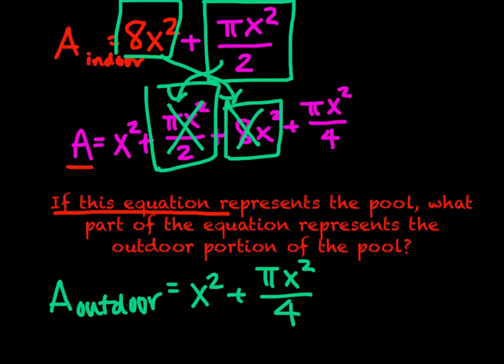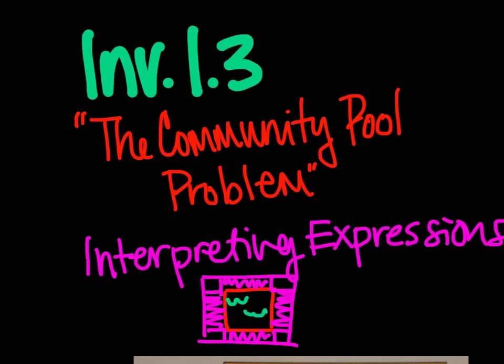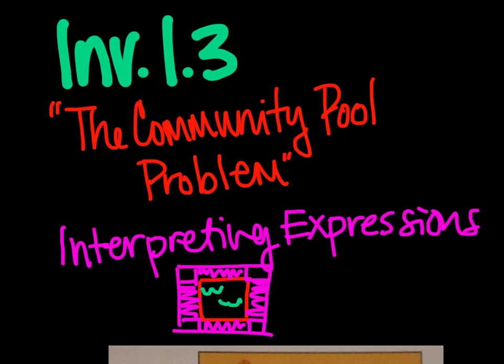X squared is probably like taking, instead of the whole half circle, something that's just the radius in width. And then we also have something divided by 4. That's a quarter of a circle if I think about it, because I have pi in there, and pi represents a circle. So you're going to play around with actually creating the outdoor portion of this pool. We have Investigation 1.3, the community pool problem, and your job will be to do A through D of this problem.